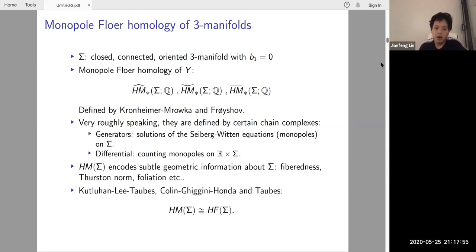Also note that by the work of Kutluhan-Lee-Taubes, or alternatively Colin-Ghiggini-Honda and Taubes, now we know that monopole Floer homology is isomorphic to Heegaard Floer homology.